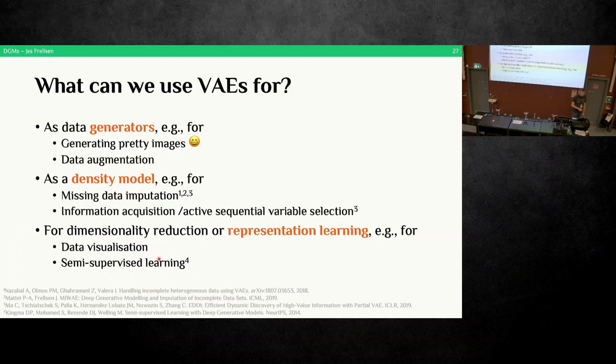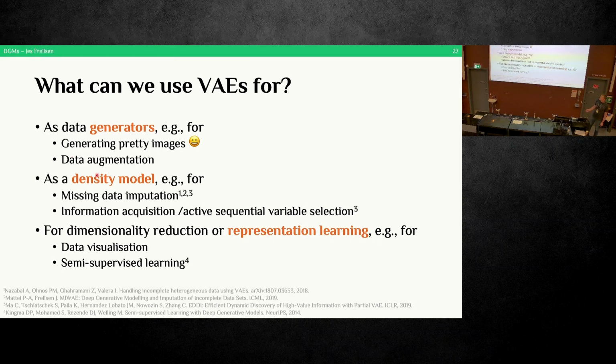Okay, so what can we use VAEs for? We can, of course, use them as data generators, for generating pretty images, like we talked about in the beginning. But we could also use them for data augmentation. If I want to train a classifier and I've got a small data set, for instance an underrepresented class that I want to do classification on, then I could train a VAE and use it for generating more training data.